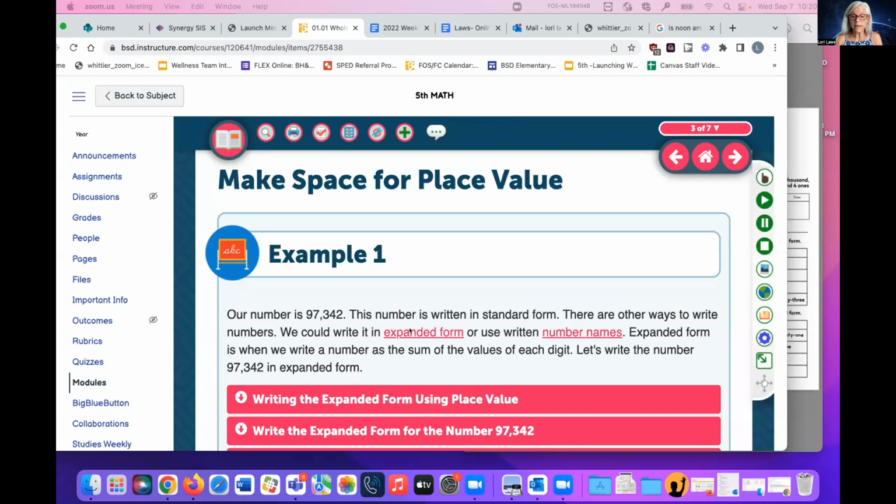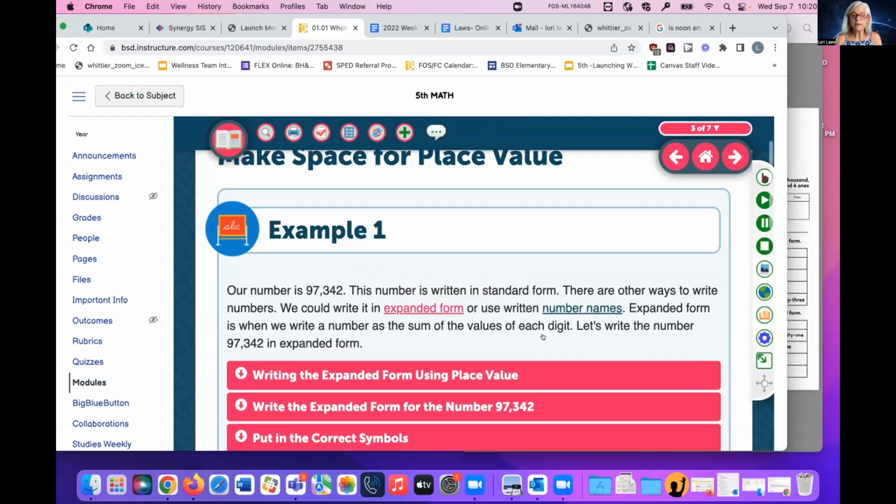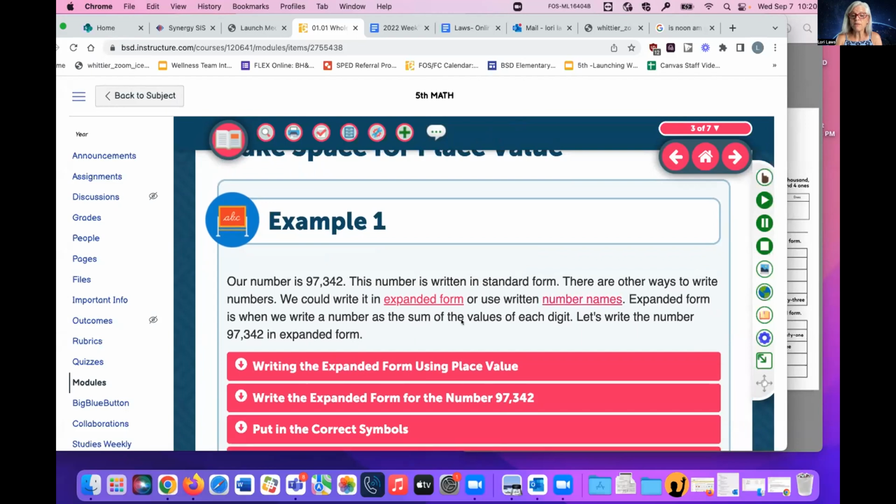We could write it in expanded form. Whenever it's lit up like this, you can click on it and it's going to give you the definition. Or written as number names. Expanded form is when we write a number as the sum of the values of each digit. Let's write the number 97,342 in expanded form.